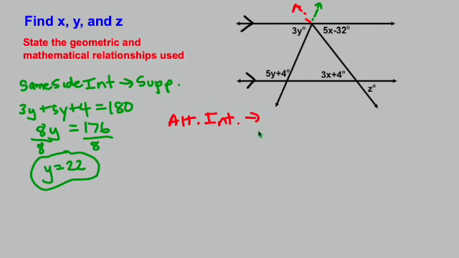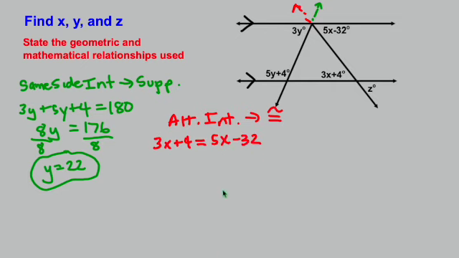And if they're alternate interior, that means they are congruent. And once again, the shortcut for congruent means an equals with a squiggly line above it. And if they're congruent, that means they are equal to each other. So therefore, 3x plus 4 must equal 5x minus 32.